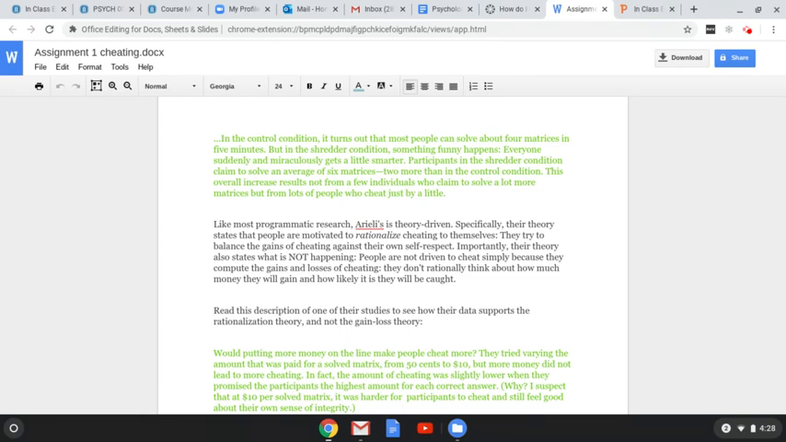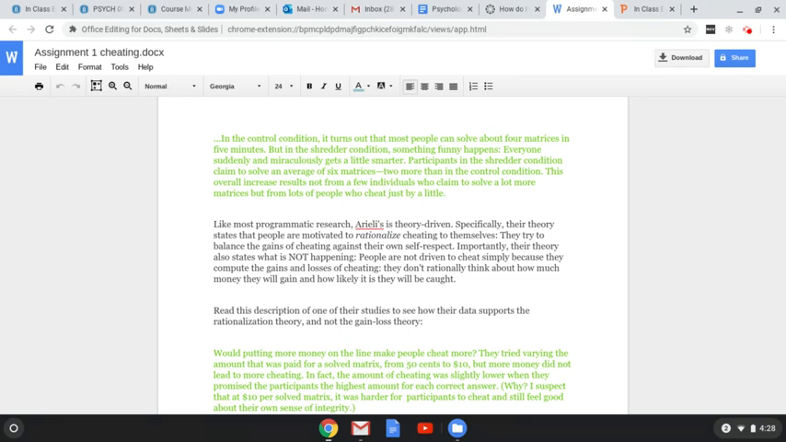So, like most programmatic research, Ariely's is theory-driven. So we can again pit one theory against another and see if one is better than the other to explain this phenomenon. Specifically, their theory, Ariely and his colleagues, states that people are motivated to be able to rationalize cheating to themselves. In this case, they try to balance the gains of cheating against their own self-respect. Importantly, this theory also states what is not happening. People are not driven to cheat simply because they compute how much they're going to gain and lose from cheating. This would be called the gain-loss theory.